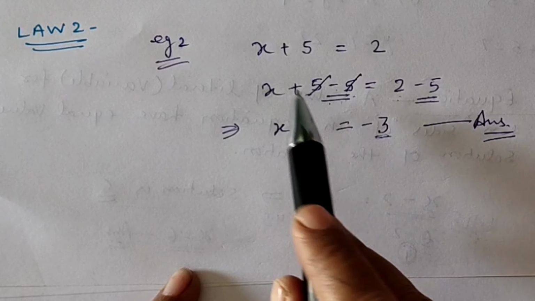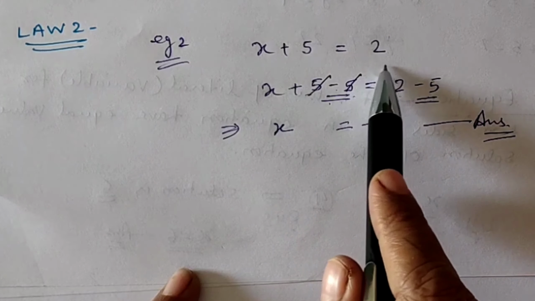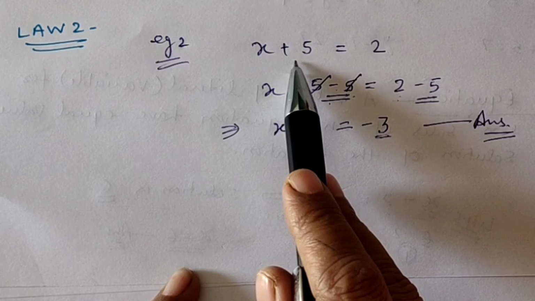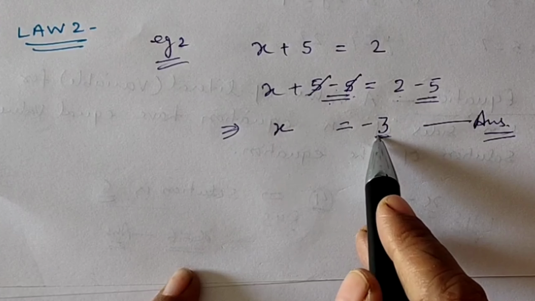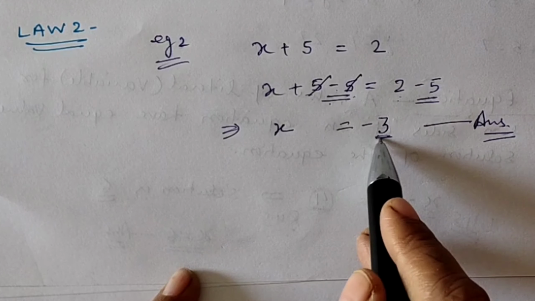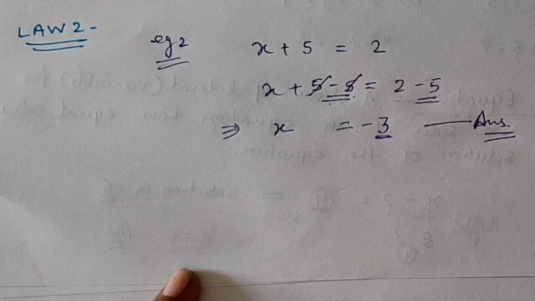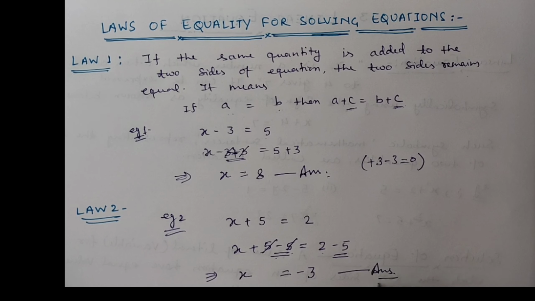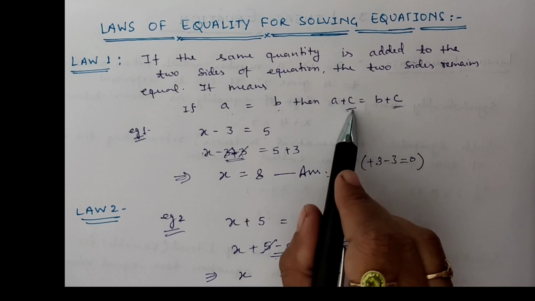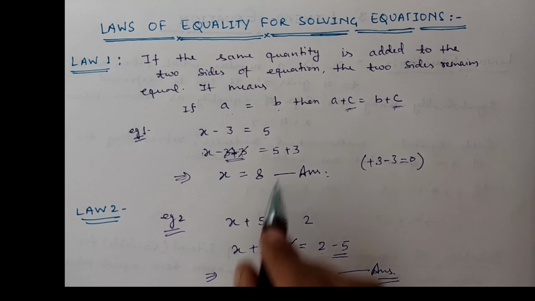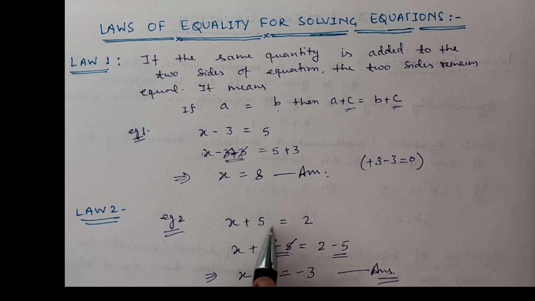So it means if you are subtracting the same quantity from both sides of a linear equation, then also you can get the solution of this linear equation. So if you are adding some quantities or subtracting the same quantities on both sides of the linear equation, then you can get the solution of the linear equation.